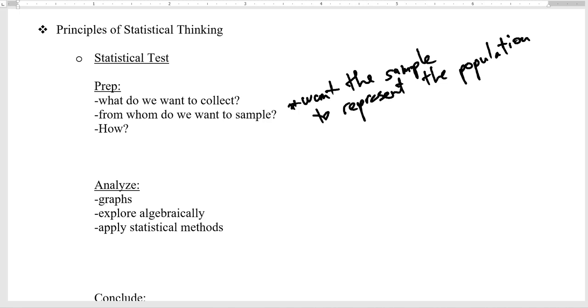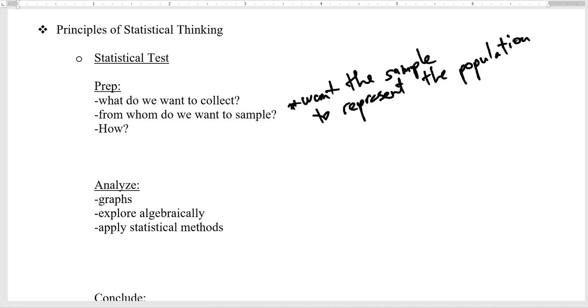People will represent graphs, or they'll give you an algebraic analysis and throw it out at you, or they'll have the conclusion of a test. And if you're not educated about statistics, you just accept things as true. And really that would be a scary thing to do.